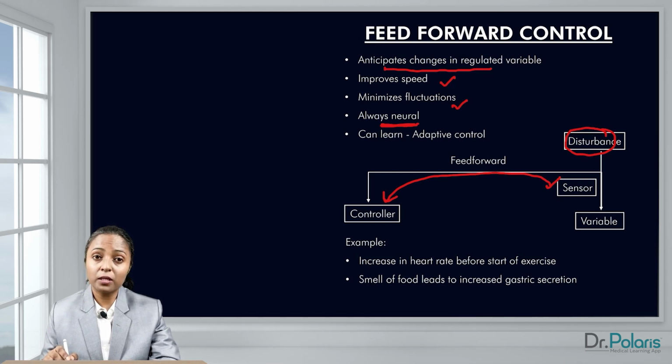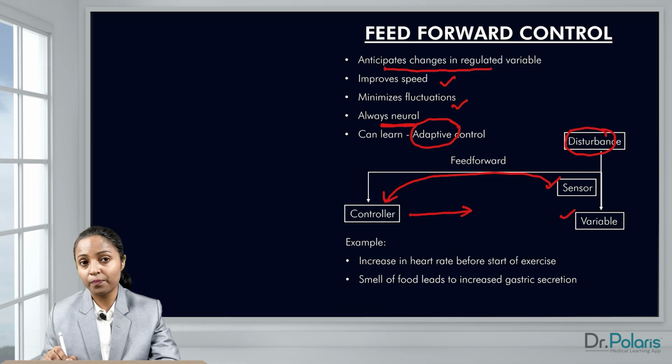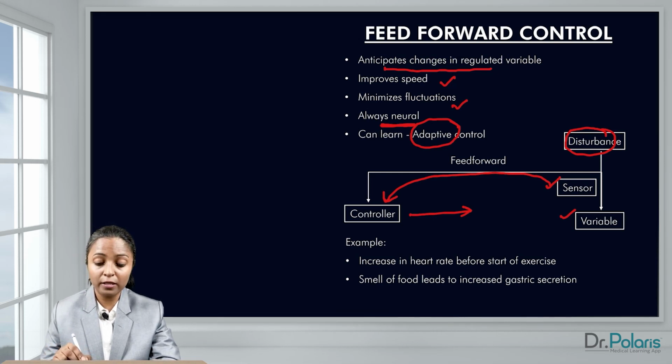And it has one more property, that it can adapt, it can actually learn. So the output which is coming out of the controller to change the value of the variable can change with time. Suppose initially a disturbance is there, and the controller gives some output, but maybe that is not sufficient to bring the value of the variable back to its baseline value. So next time maybe the controller can make more adjustments, so it is learning. That is why it is known as adaptive control.